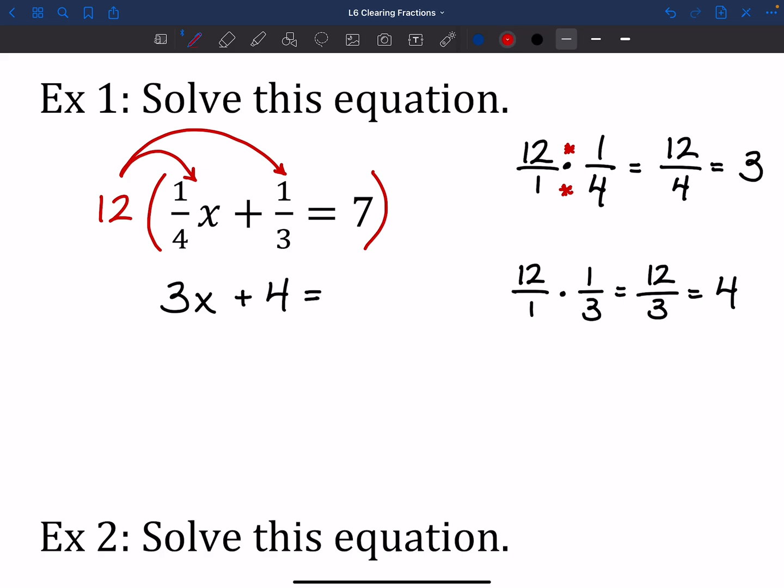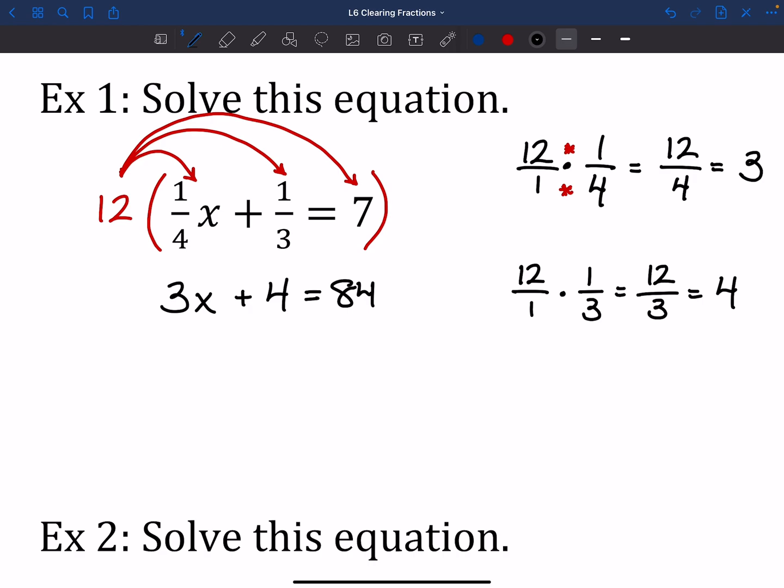Last but not least, don't forget that we're doing this to everything in this problem. So we still need to do 12 times 7. That's just a calculator one, or you can do it in your head, whatever you feel more comfortable with. 12 times 7 is going to give us 84.